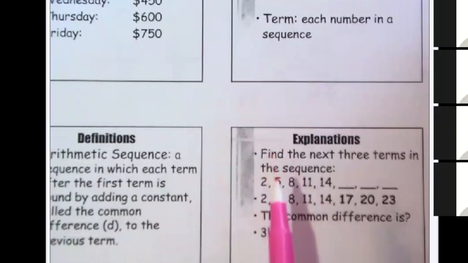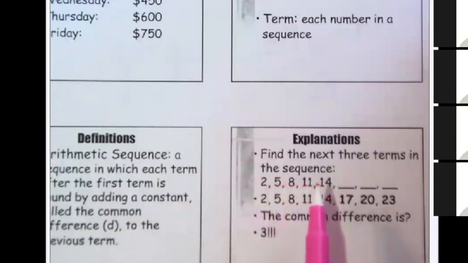So find the next three terms in the sequence. If I had this list of numbers, 2, 5, 8, 11, 14, well, if I look at this, every single time I add 3 more. So 2 plus 3 is 5, plus 3 is 8, plus 3 is 11, plus 3 is 14, plus 3 is 17, and then 20, and then 23, and then 26, and then 29, and then 32. So we could go on forever, adding on the same number. So the common difference here is 3.